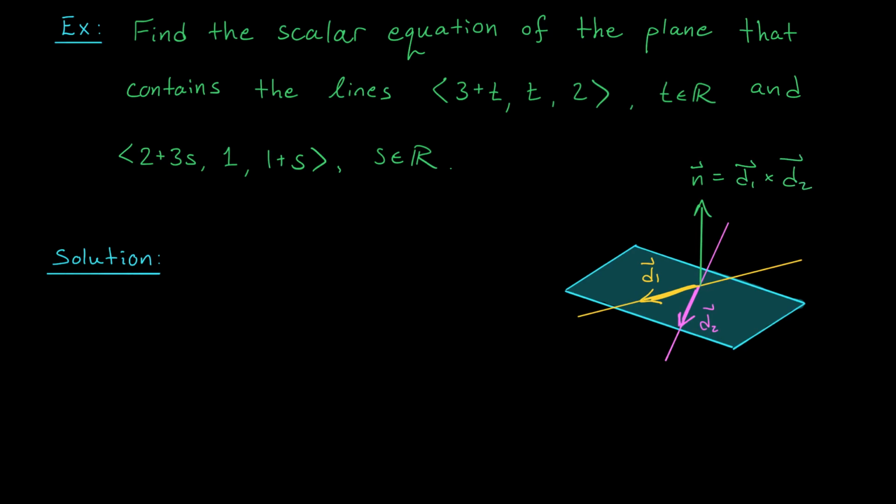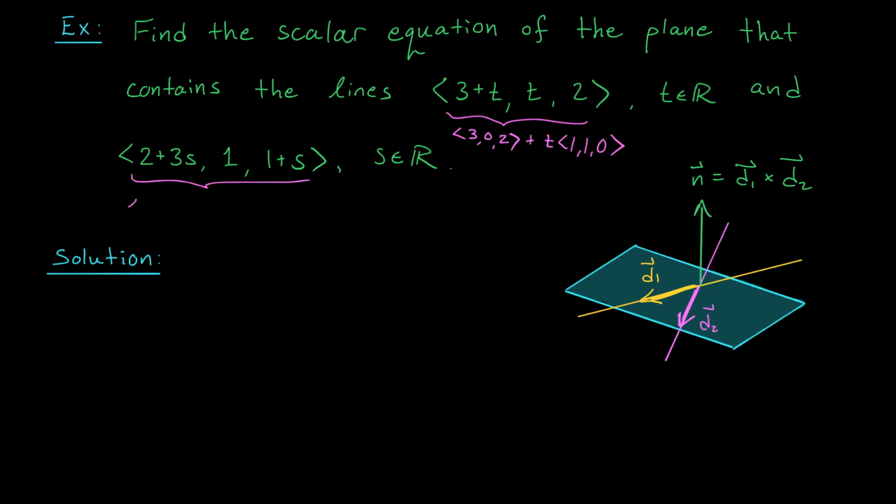So let's go ahead and look at this first line here. I'm going to rewrite this expression to look a little bit more like the formula for a line that we saw in the last video. I'm going to separate out the constant terms, giving me 3, 0, 2, and then I'm going to separate out the t terms. So I have plus t, and my coefficients here are 1, 1, 0. So from here you can see that 3, 0, 2 is a point on our line, and the direction vector is 1, 1, 0.